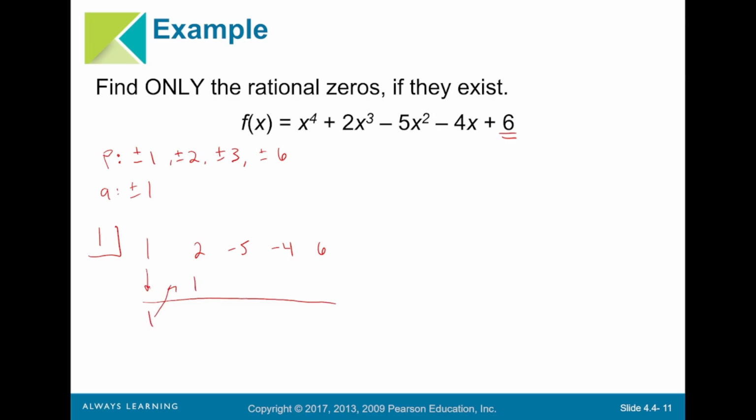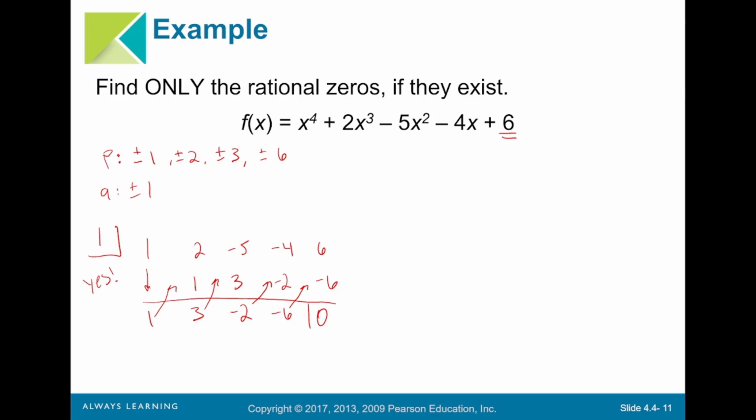1 times 1 gives me 1. 2 plus 1 is 3. 3 times 1 gives me 3. Negative 5 plus 3 is negative 2. Negative 2 times 1 is negative 2. Negative 4 plus negative 2 is negative 6. Negative 6 times 1 is negative 6. And 6 plus negative 6 is a 0. Look at that. So we got our first 0 right off the bat. That's a yes.